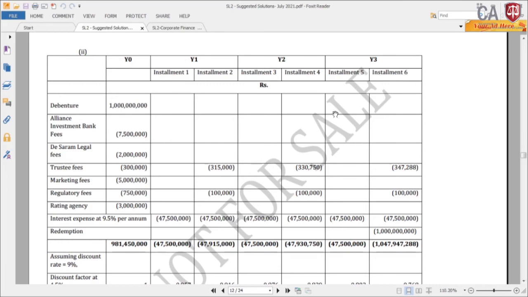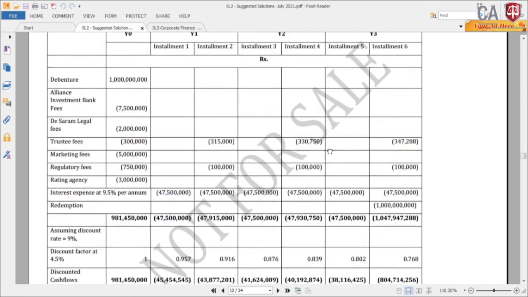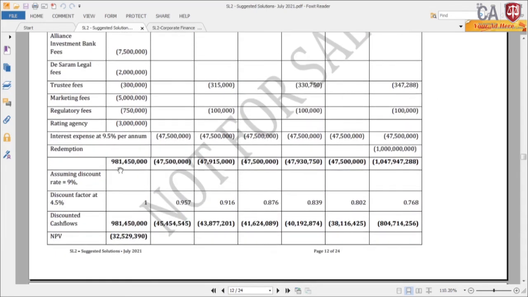Then every 6 months you pay the interest to the investors. In addition you have the regulatory fees and the trustee fees. So when you look at all your cash flows, you can see the 981 million to 1 billion, because redemption is happening at the end of the 3rd year. 1 billion is given.